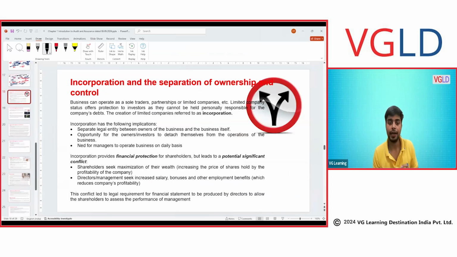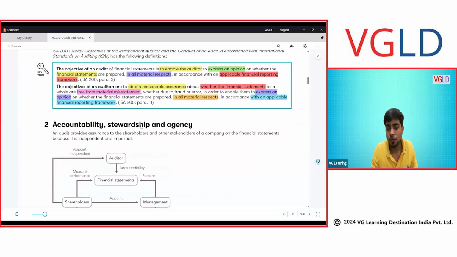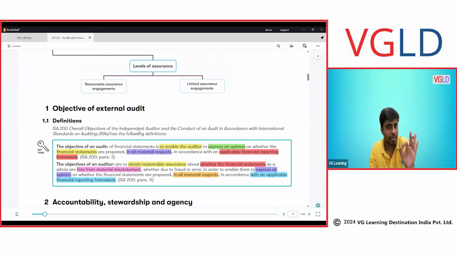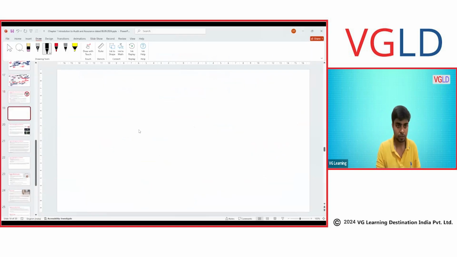In order to understand the separation of ownership and control, or what is accountability, stewardship, and agency, and why audit is formed, we have to take a step back and understand how limited companies are formed. What is the purpose of a limited company? Okay, so let me just show you. Why are limited companies formed, or what is the purpose of a limited company? A limited company basically has two main features. Two main features.